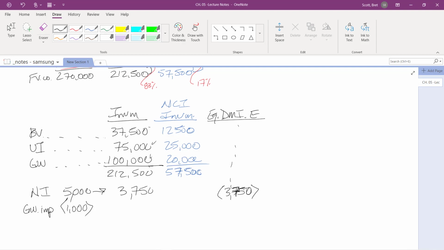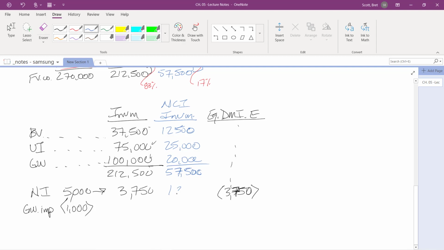So that's a good thing. I get to show that as income. It's my investment. There's my income from my investment. When I consolidate with DMI, however, I have to realize that that 3750 has got to go away. I'm going to consolidate 100% of the net income, not just the 75%. What about NCI? Well, they get their 25% share in this.